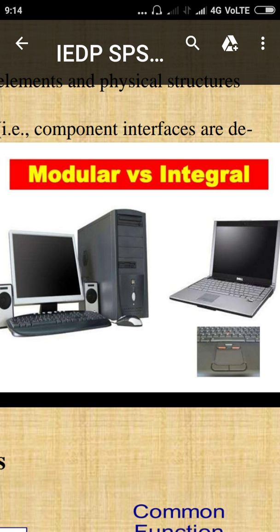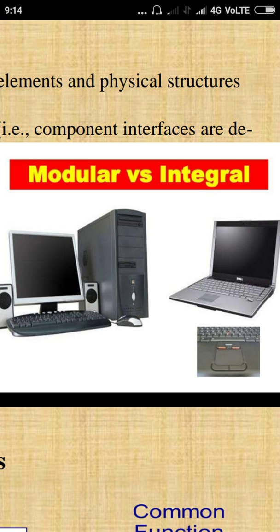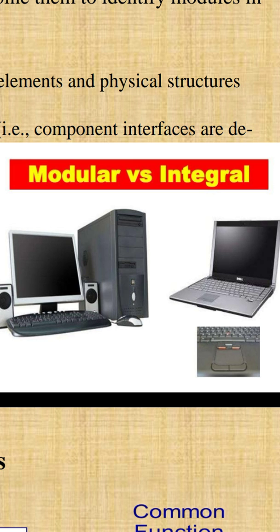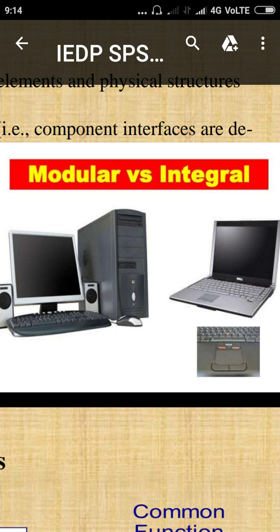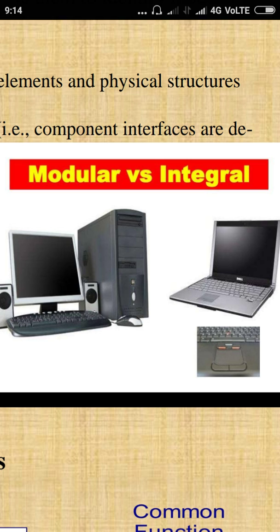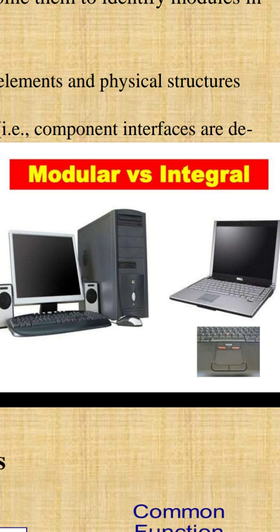After we identify solutions for each function, we can combine them to identify modules in the architecture. Modularity is defined as a one-to-one correspondence between functional elements and physical structures. Unintended interactions between modules are minimized, that is, component interfaces are decoupled. We will see the best example of modular architecture.